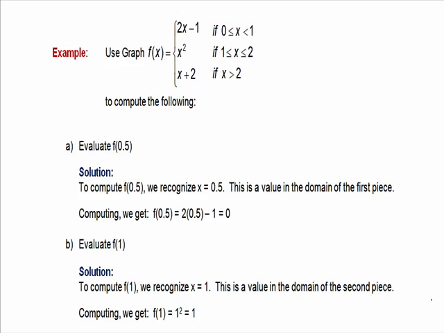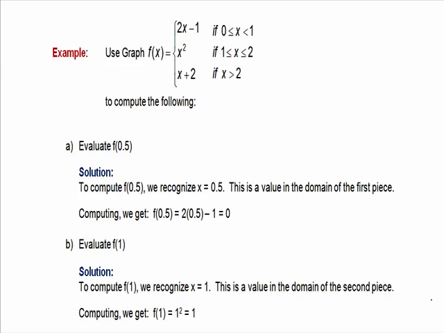The first piece is 2x minus 1, and I'm only going to use that for x's that are between 0 and 1, including 0, not including 1. The second piece is x squared, and I'm going to use that only for the x's between 1 and 2, including both 1 and 2. And the third piece is x plus 2, and I'll only use that for the x's that are larger than 2.